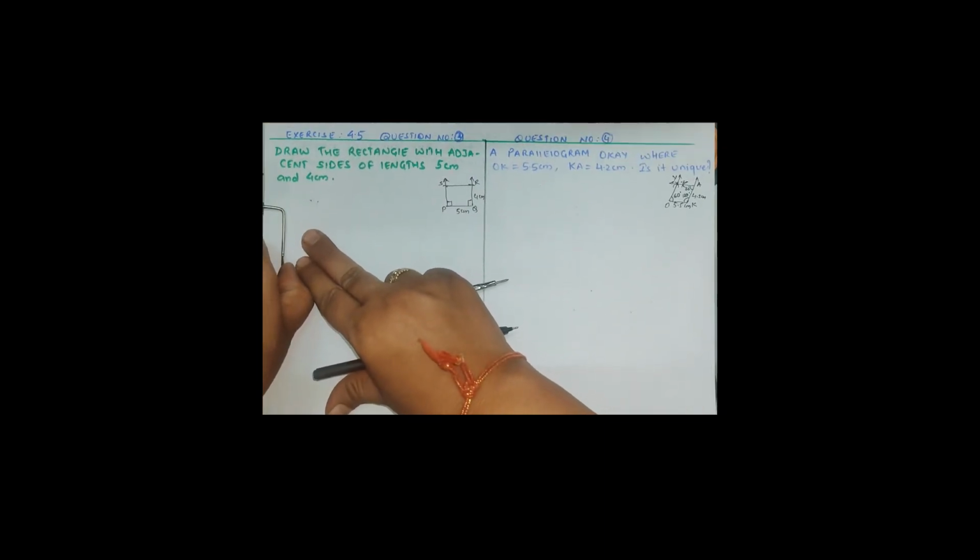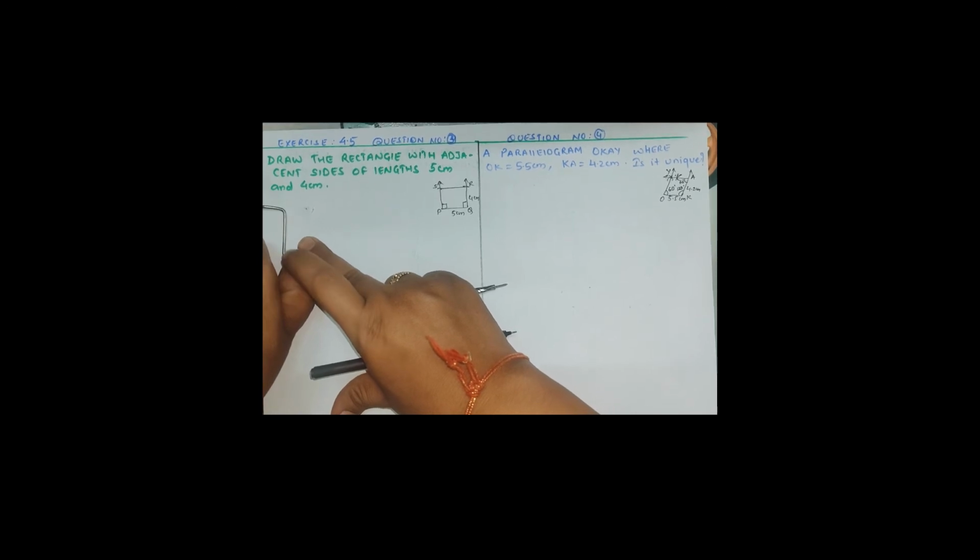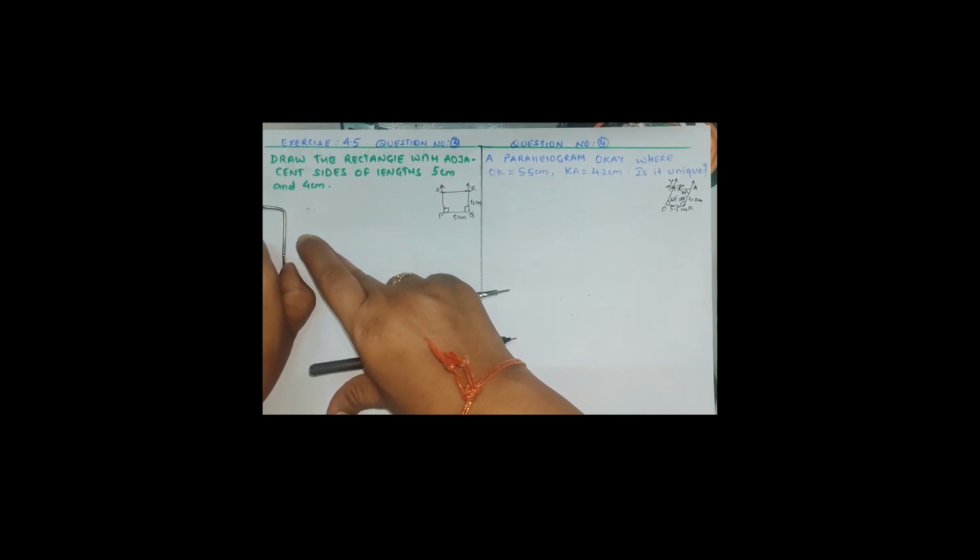Third question, again I have drawn one. You need to draw the rectangle with the adjacent sides of the length 5 centimeter and 4 centimeter. I have drawn one rough diagram for it and let's start. Draw PQ 5 centimeter.